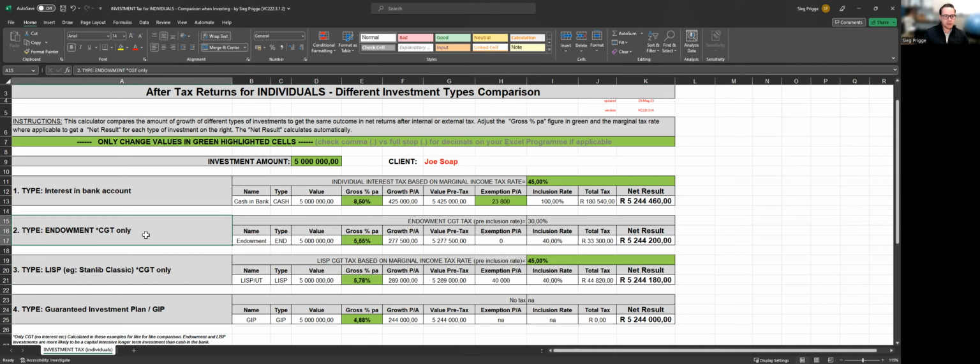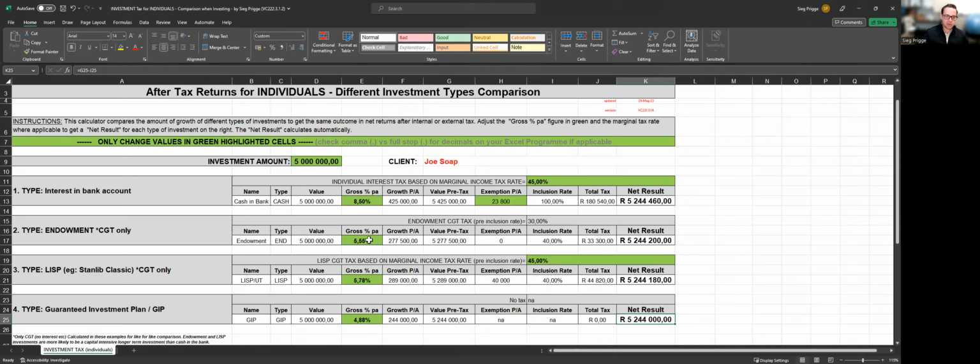Now, we're trying to get these figures as close as possible. So, in an endowment, you're only going to need 5.55% return to get the same result. In a direct unit trust or LISP option, you need a 5.78% return to get the same end result. And in a guaranteed investment, you need a 4.88% gross return to get the same net result. Okay, let's break these down.